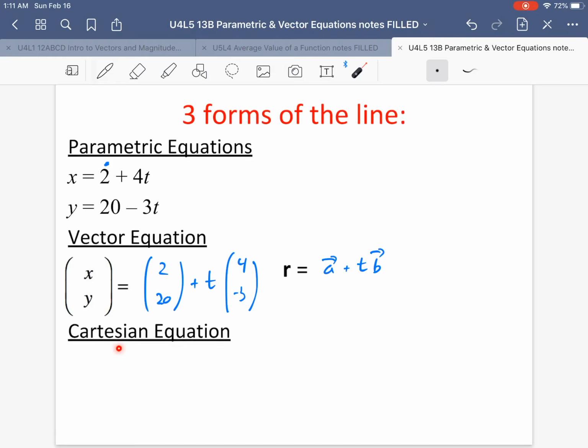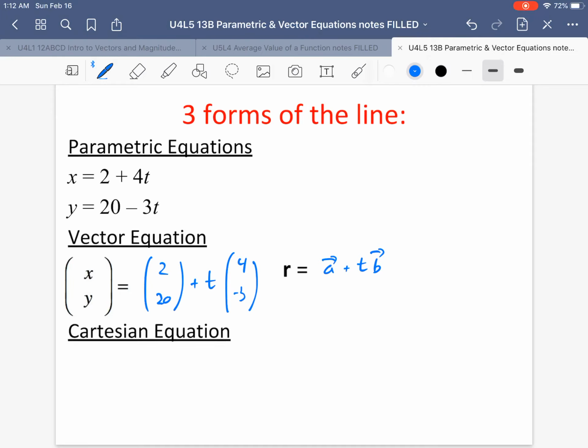Okay, to get the Cartesian, a Cartesian equation involves x and y only. So we're going to have to go back up here and solve for t two different ways, and then set them equal, and then get the Cartesian equation. So the way we're going to do that is, let me just erase this here because it's bothering me a little bit. We're going to solve for t in both of these cases.